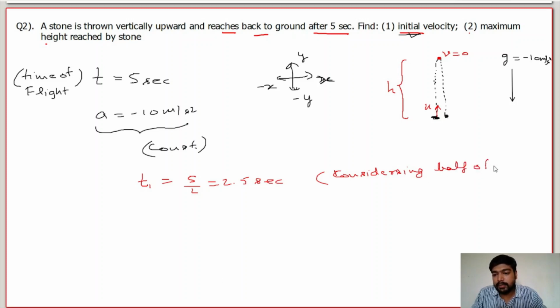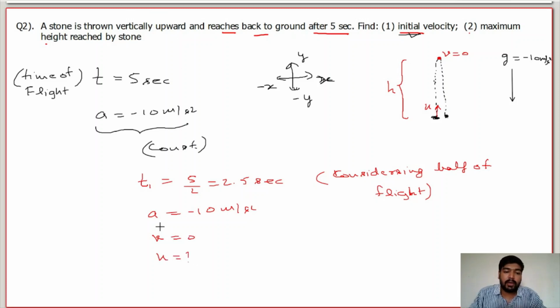Half of flight. I'm going to consider here, so the time is just half. Acceleration will be the same, that is minus 10 meter per second square. Here we know the final velocity, because if I consider this as half, the final velocity here will be 0. We need to find the initial velocity now.